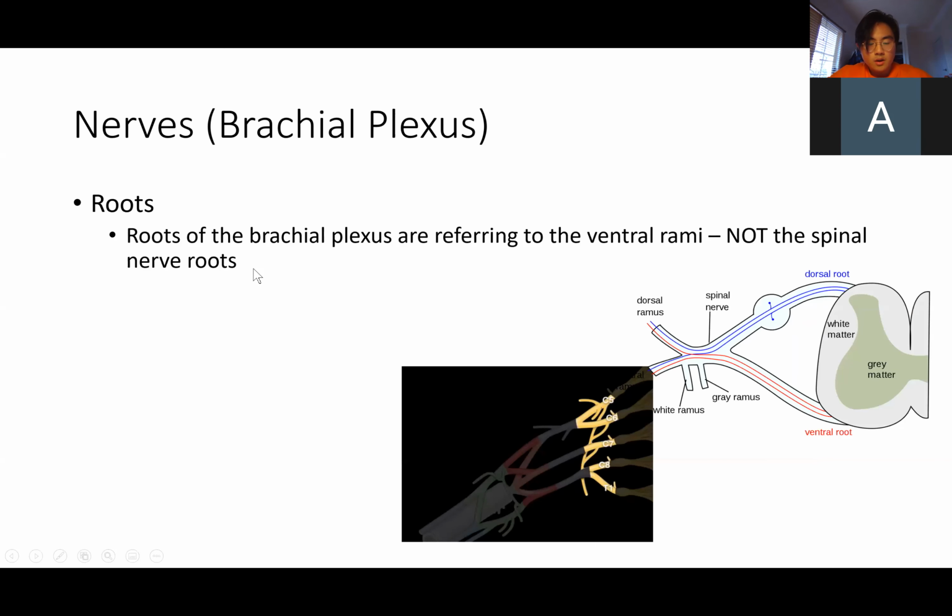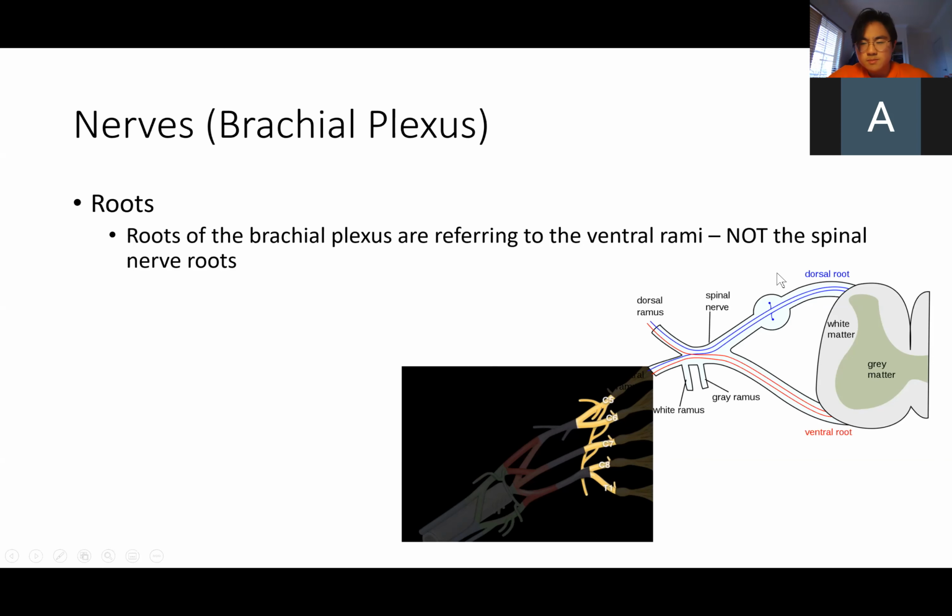So I only want to clear up a potential misconception here: the difference between the roots of the brachial plexus and the roots of the spinal cord. When you first study the brachial plexus, you might have Googled about the roots of the brachial plexus.